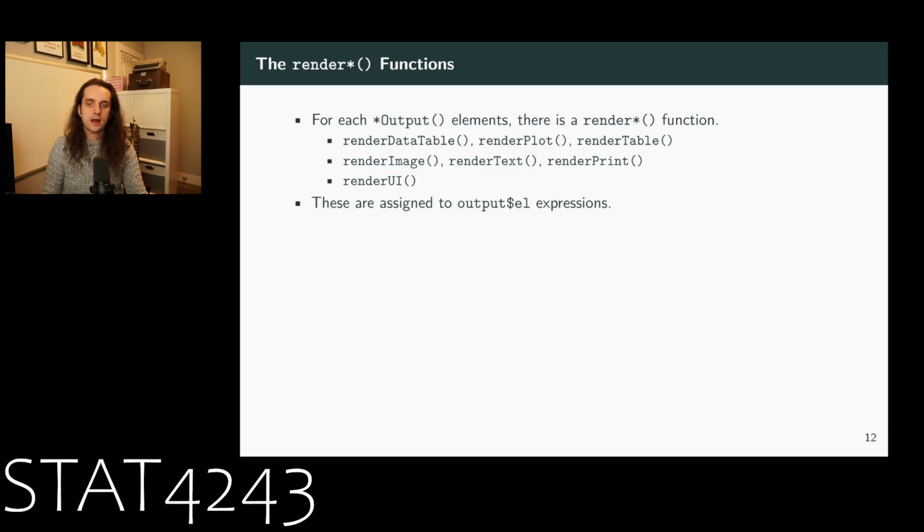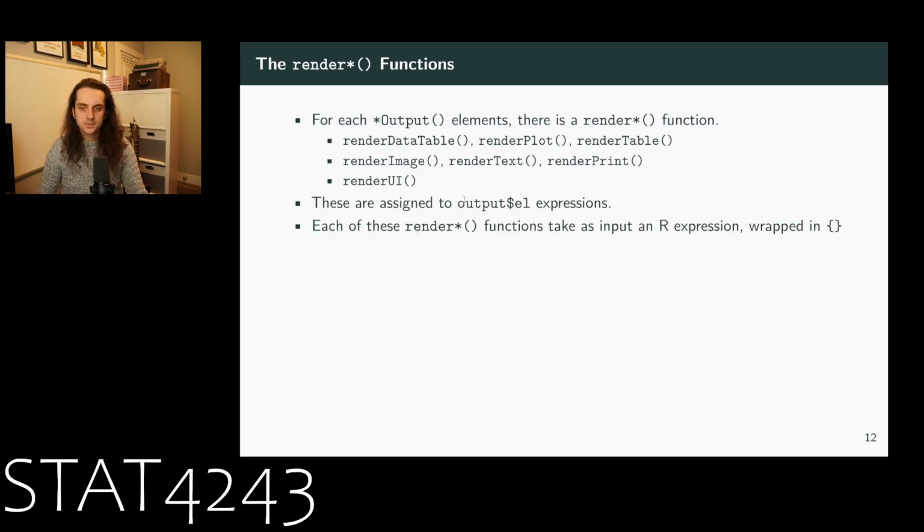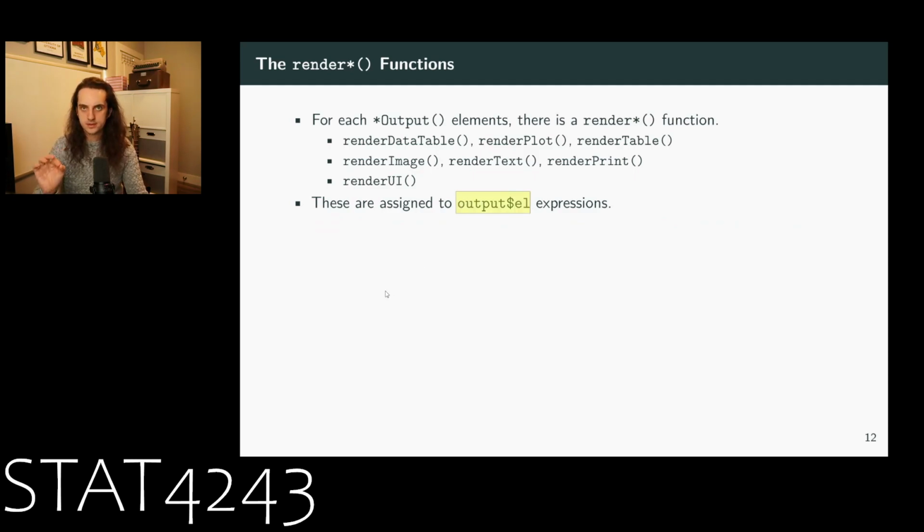So how are they going to be done? Well, we saw previously that every time you have an output called on your specific UI, right, then there's this corresponding output $ element name, right? And so what we're going to do is we're going to take an output element name and specify that it needs to have a render plot, right? So my plot output is going to be hooked up to a render plot function call, and so forth.